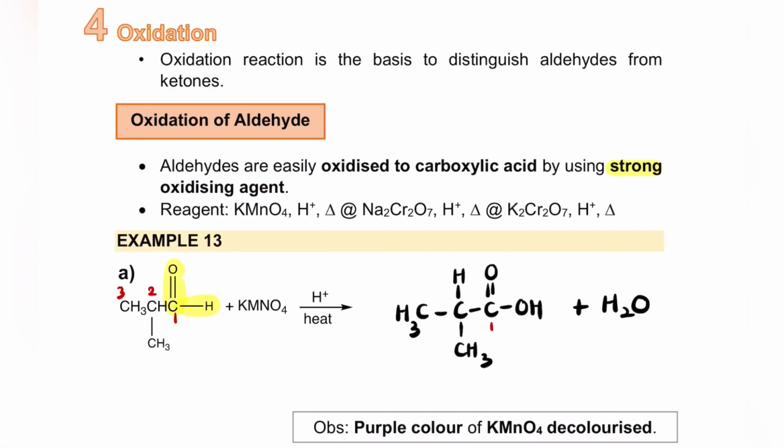So the observation for this part, when you have KMnO4, the purple color of KMnO4 decolorizes. So it shows the positive result because you can form the product here. Please be careful when you draw this kind of structure. Please count the number of hydrogen atoms and carbon atoms that you have. Make sure it's just the same as the starting material.